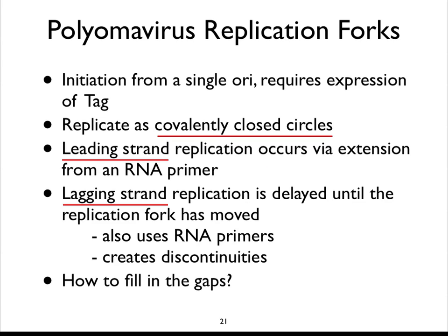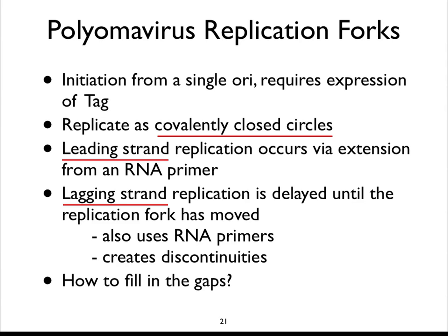So in order to replicate a polyomavirus and to establish these replication forks, you need to initiate. In this case, there's only a single origin. And before initiation can begin, the virus enters the cell. Its genome gets to the nucleus. It gets transcribed, and it makes this protein called T antigen. T antigen does everything. It's sort of the multifunctional protein. These molecules replicate as covalently closed circles. Again, a topological problem. It's a circle that's tightly knotted. How do you find things? How do you move things? How do you end things?